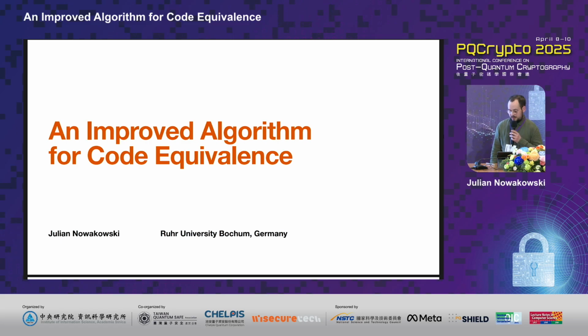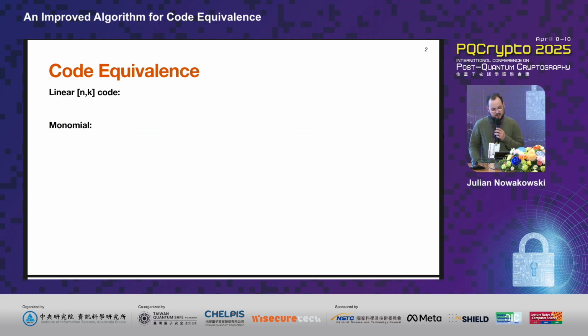Since LESS might get standardized in the near future, it gets increasingly important to study the hardness of the code equivalence problem. So before I can define the code equivalence problem, let me first tell you what we actually mean by code equivalence. To be able to do that, I first have to define what a linear [n,k] code is and what a monomial is. We already saw the definition of a linear [n,k] code in Nihan's talk.